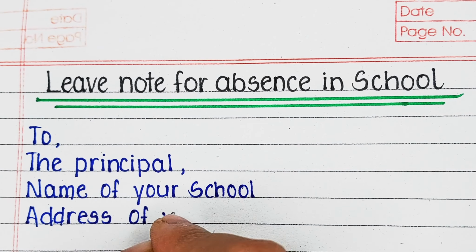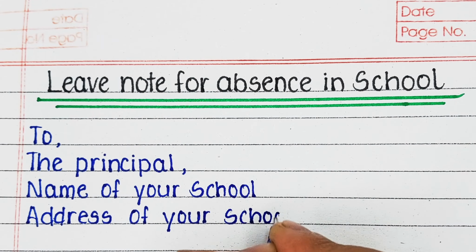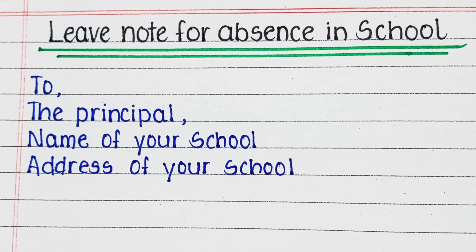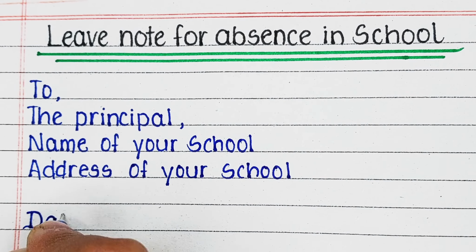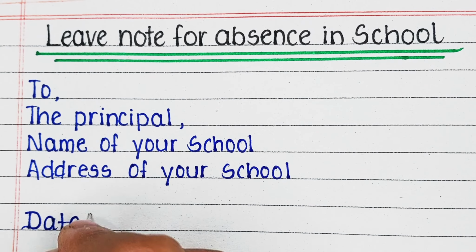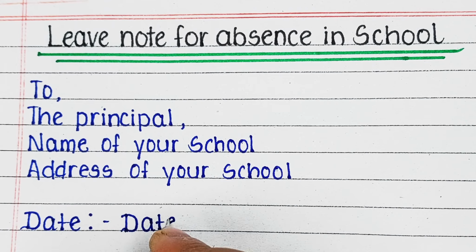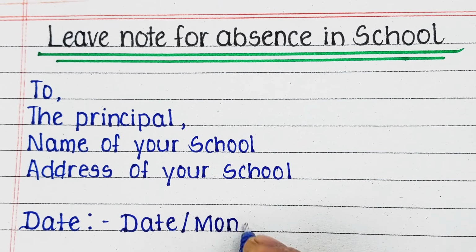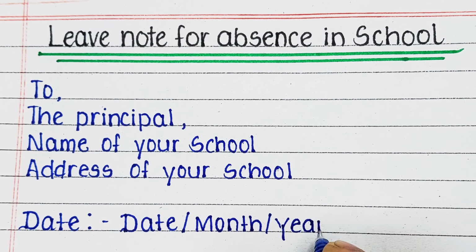First, you have to start like to the principal followed by the name of your school and the address of your school. Next, you have to write the date on which you are submitting the application in the format date, month, then year.